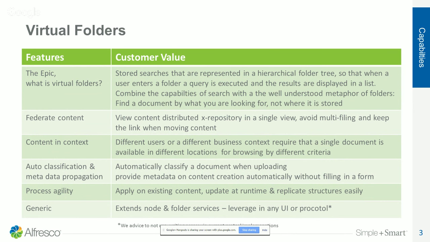It's agile in a way that you can apply such a virtual folder on existing content. So when you have an update to version 5 and you already have existing content, it's possible to apply virtual folders to them without re-indexing your content. You can update the virtual folder definition at any time, at runtime, and it's very easy to replicate a structure. For example, when you have a case file and need to replicate the same folder structure thousands of times, it's very easy to do with virtual folders.